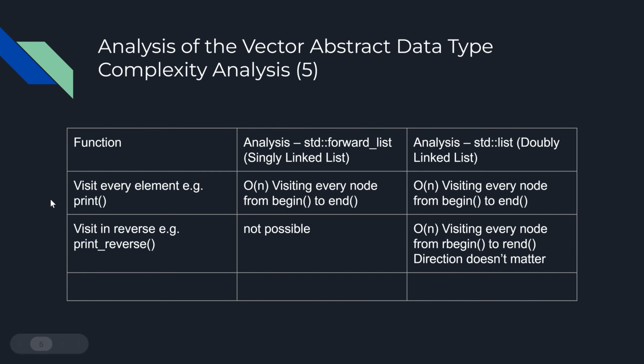Visit every element in print. O of n, visiting every node from begin to end. Print reverse: not possible for a singly linked list. For a doubly linked list, O of n visiting every node from rbegin to rend.